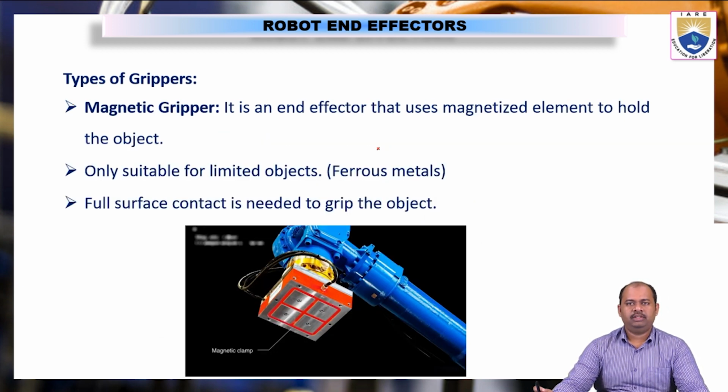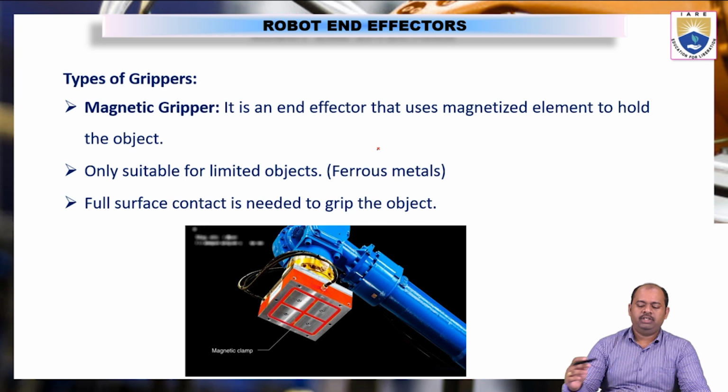Magnetic grippers are the ones which use the magnetism of an element, and because these magnetic grippers use magnetism, these grippers can move objects which are made up of iron or ferrous related elements. So only magnetized elements can be lifted by using this magnetic gripper.